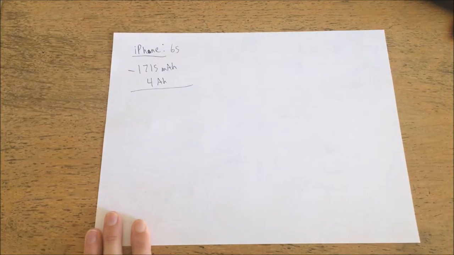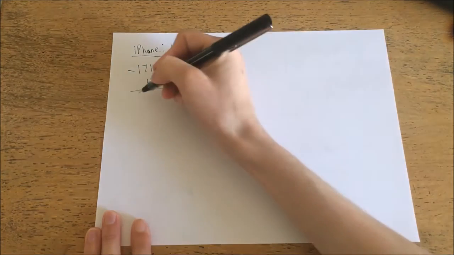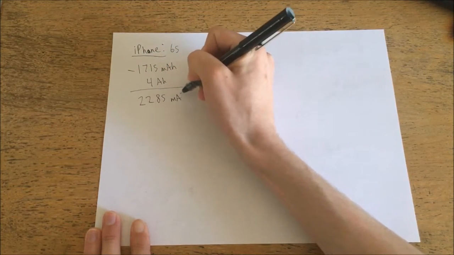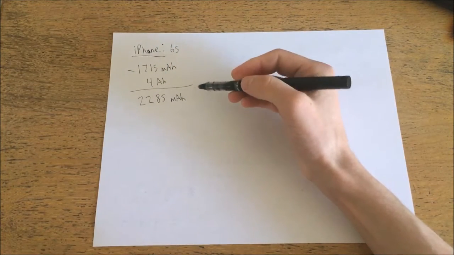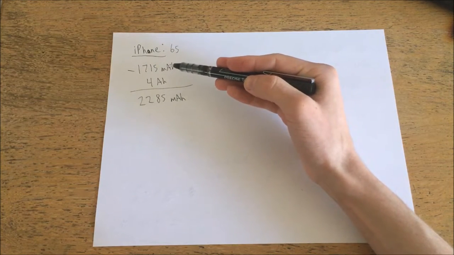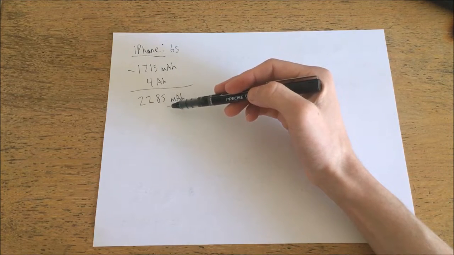And I've already done this calculation on the side here. This leaves us with 2285 milliamp hours of battery charge left over for the day. Now you can see that's still quite a bit. I fully charged my iPhone and I still have more than half left over.